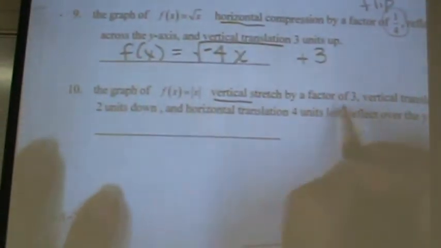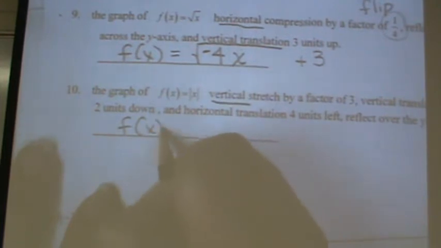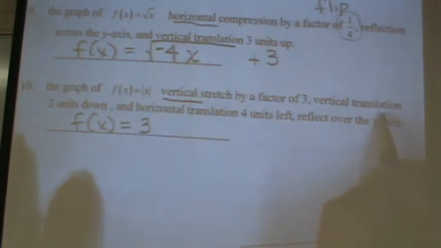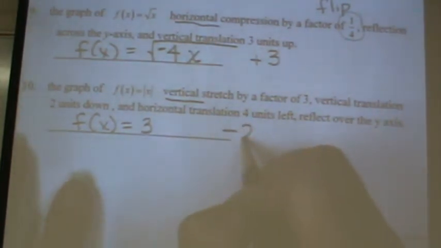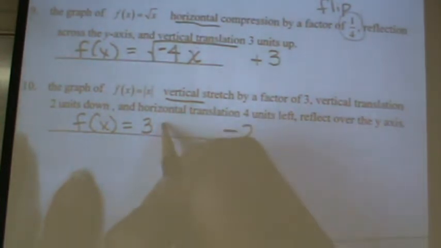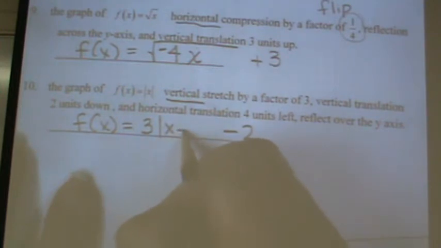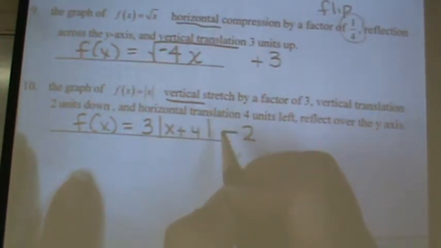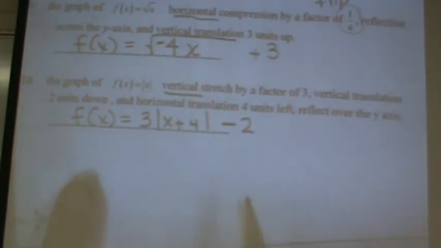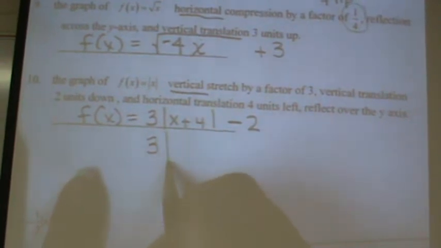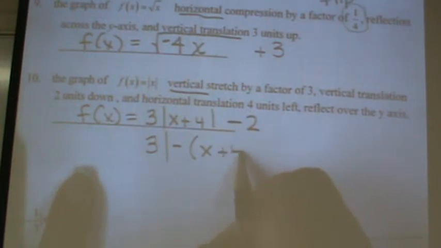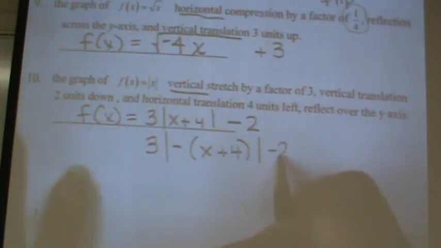Vertical, we don't change that one. So this one's going to be f of x equals a stretch by 3. The 3 goes outside. We're going to vertically translate this 2 units down. So it's going to be a big minus 2 down. We're going to horizontally translate this 4 left. Remember, this is the opposite, so we're going to do absolute value, and we're going to do x plus 4, and we're going to reflect this over the y-axis. Now, where do I have to put the negative? Inside. So watch this. You're going to want to do this. Inside, and then put an x, and then put your plus 4. Be careful. That's a hard one.